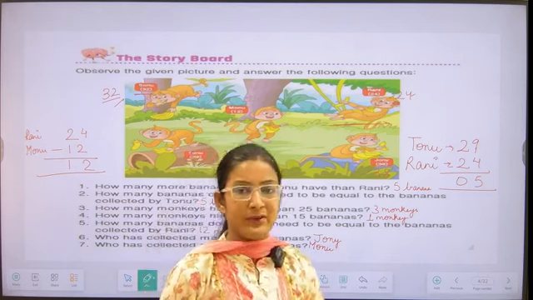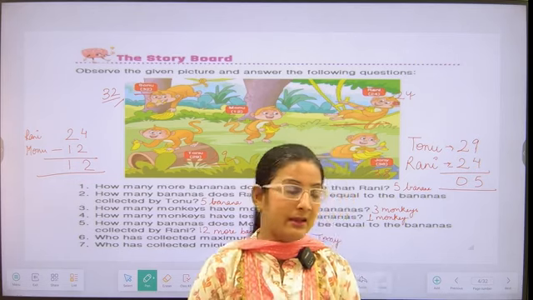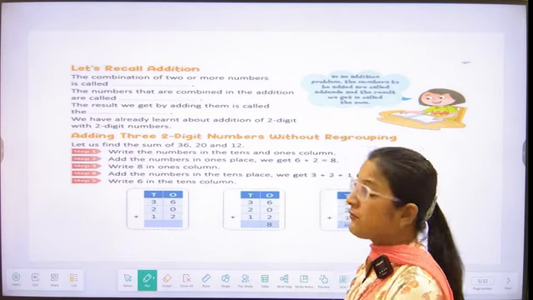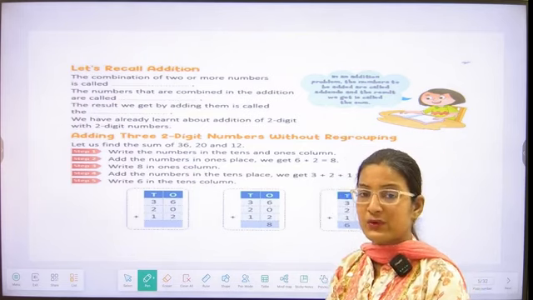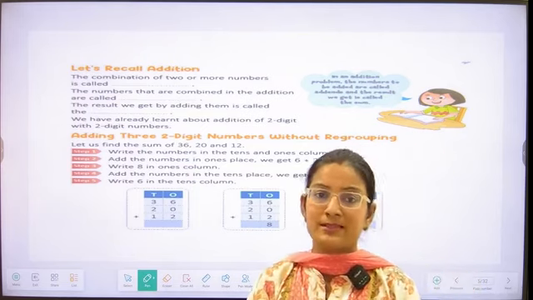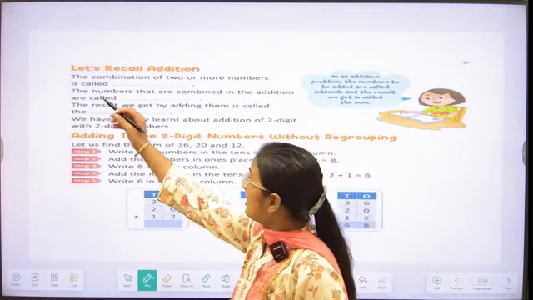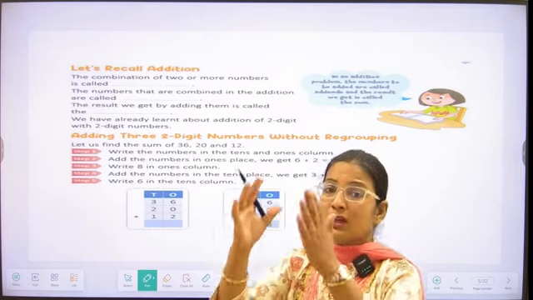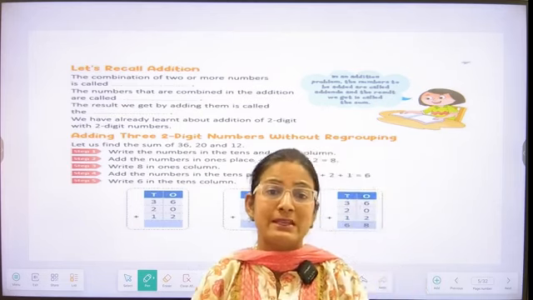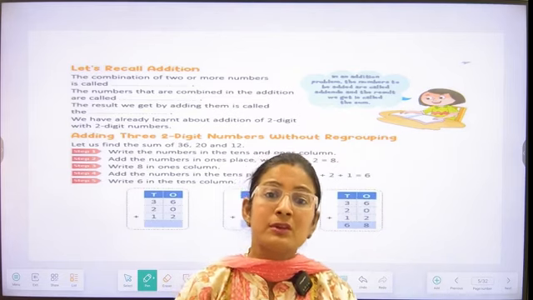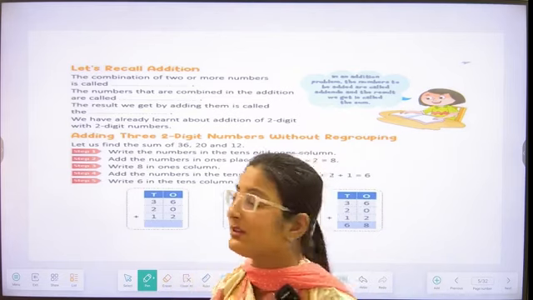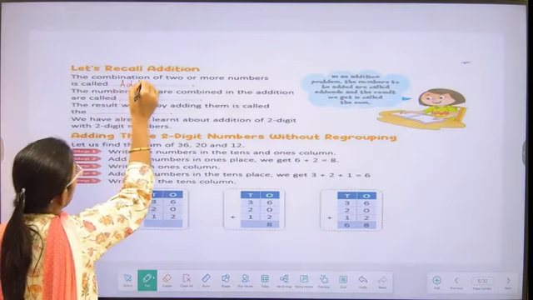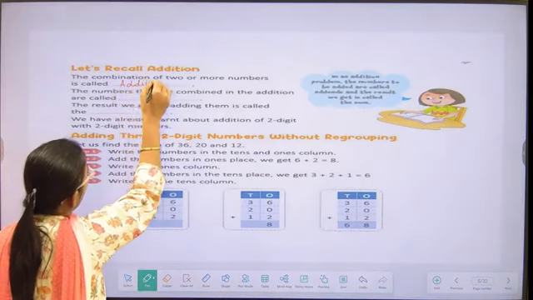So students, everyone likes the story. Let's understand the concept of addition. Before starting the concept of addition, let's recall a few concepts from our previous class. The combination of two or more numbers is called, if I'm combining two or more numbers, what are we going to do? We are going to do addition. So it is called addition, students. We have to write addition for that.